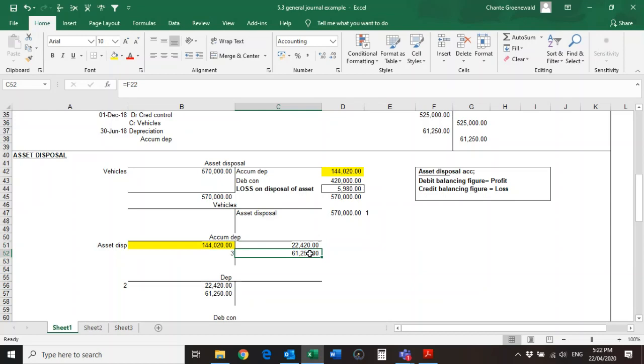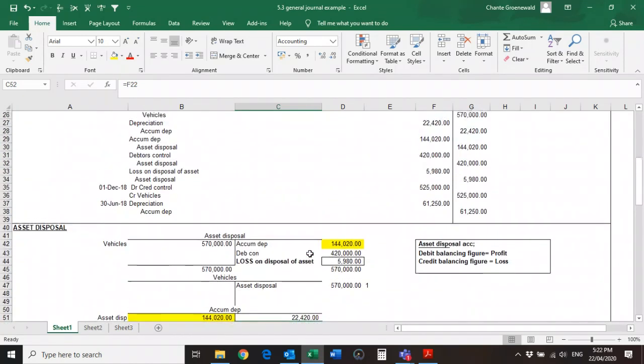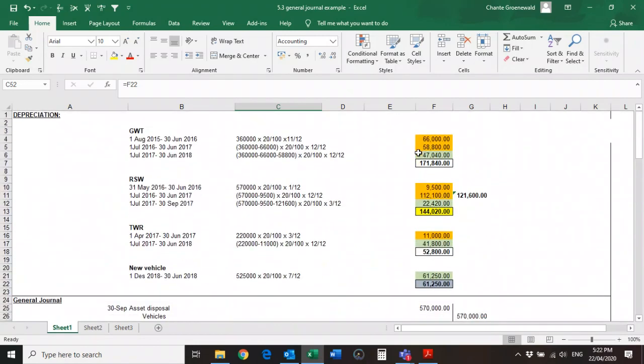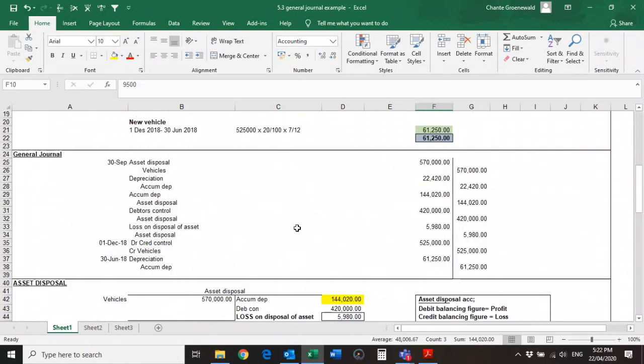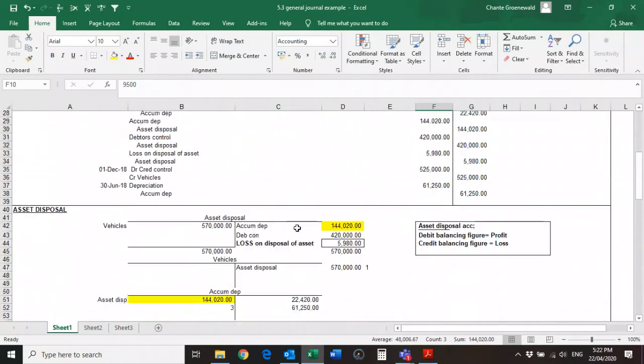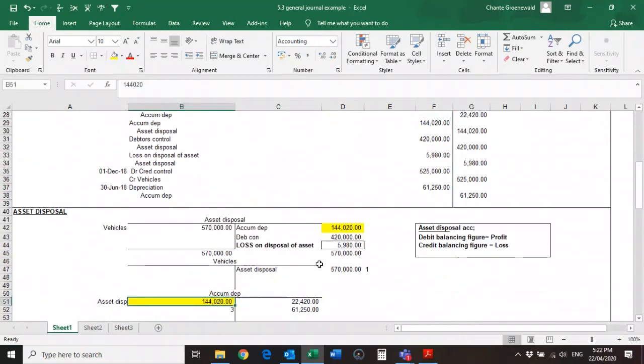Okay, let's just see. Yes. Okay, we're still on the right track. Can you see that these three added together is the 144,020? I got myself confused there for a second. Okay, so it is important to know that I need to take out this whole 144,020.